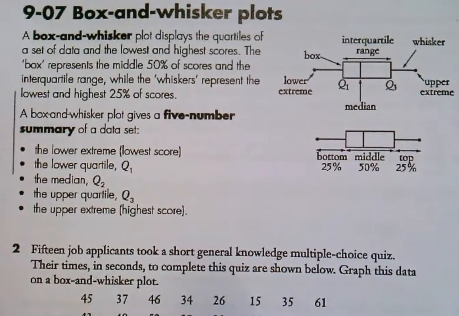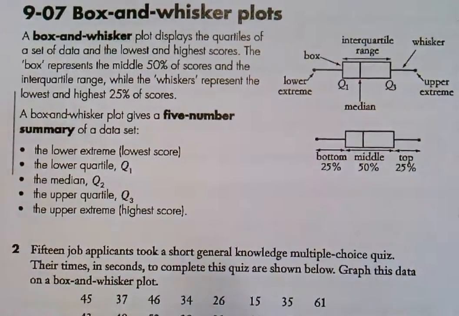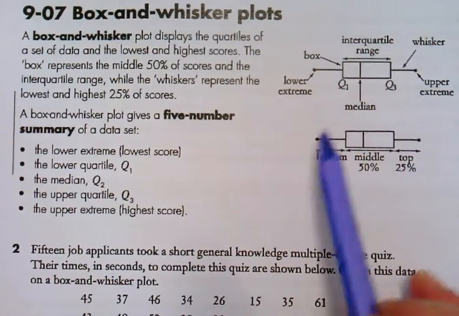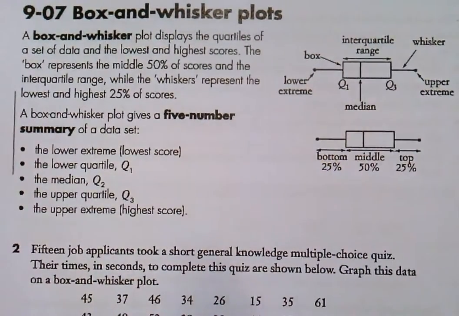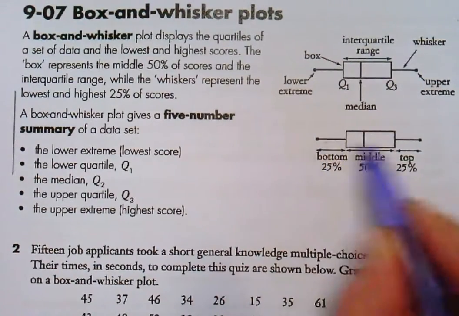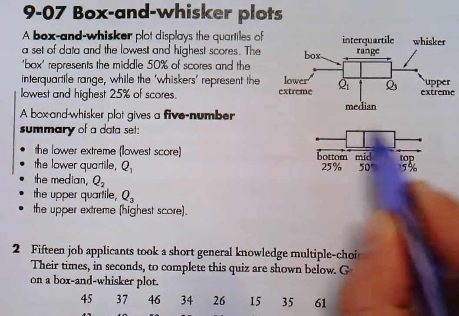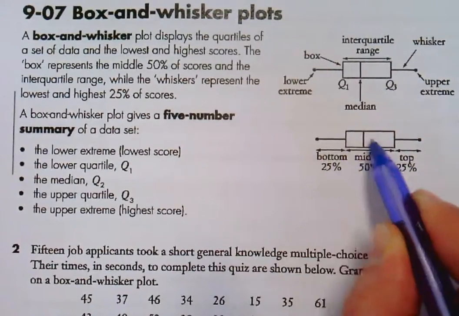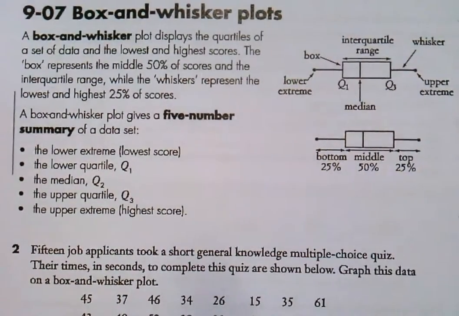Okay, exercise 907, box and whisker plots. So, what a box and whisker plot does, there are 4 definite sections to a box and whisker plot. You've got these whiskers here, and you've got this box here. And there are 4 parts, 1, 2, 3, 4 parts.